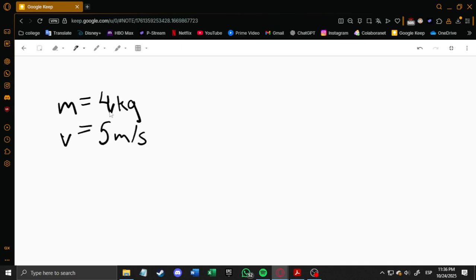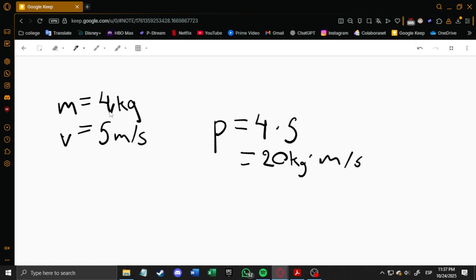Now, a quick challenge. Okay, if I have a mass of 4 kilograms and a velocity of 5 meters per second, what would the momentum be? So 4 times 5, that would be 20. So 20 kilograms times meters per second. That is our momentum.